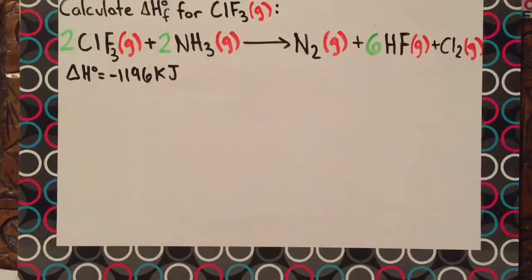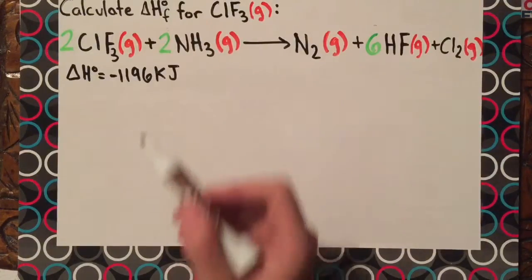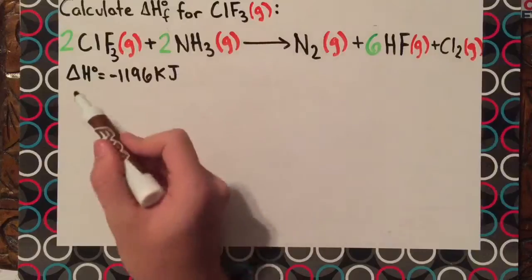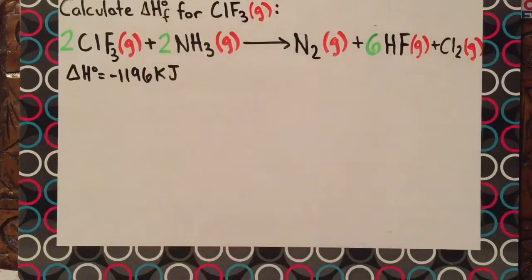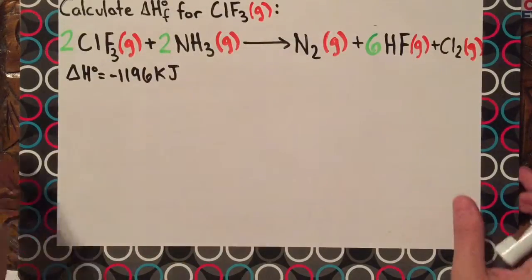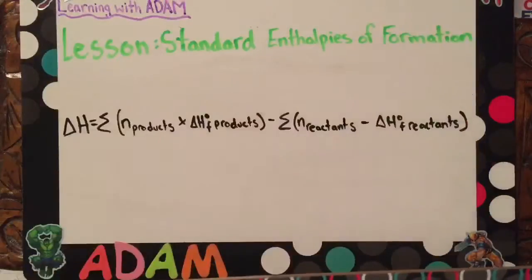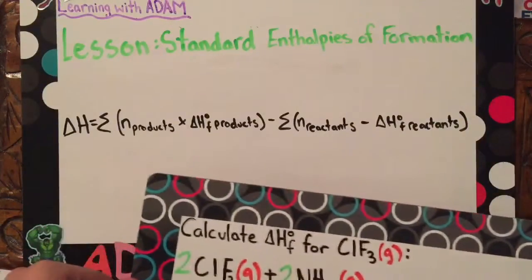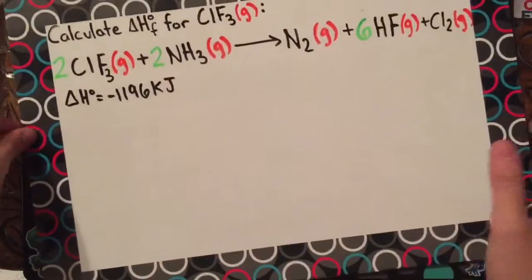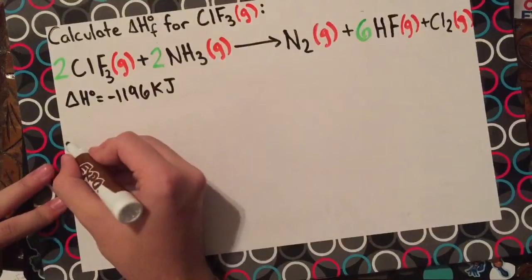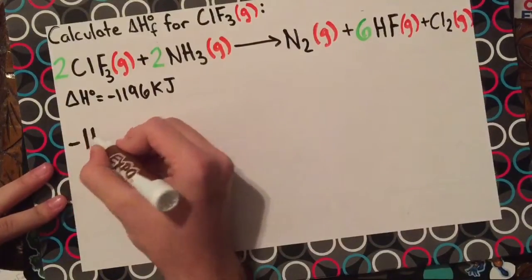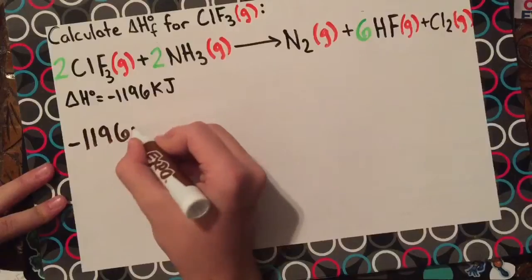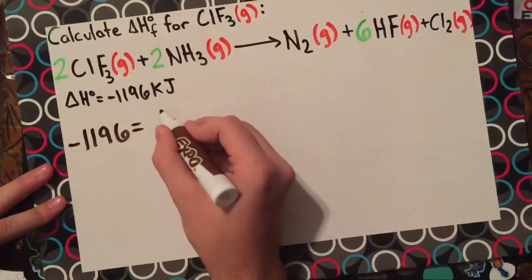It was different this time, and instead of asking for the enthalpy change, it gives us the enthalpy change and it's asking us for the standard enthalpy of formation. So let's use this equation and plug everything in. So looking right here, alright, perfect. So we're going to do negative 1196 equals.